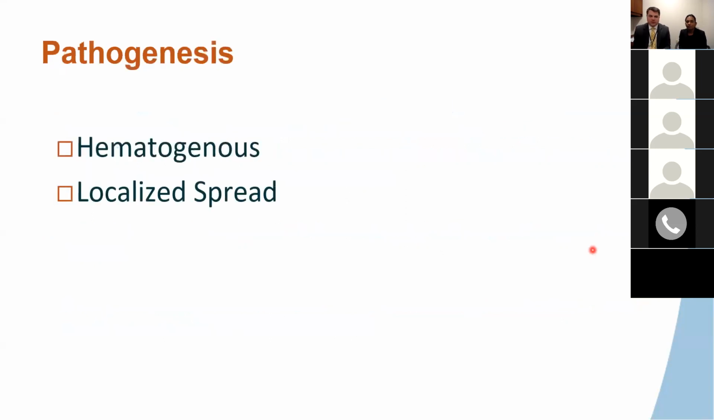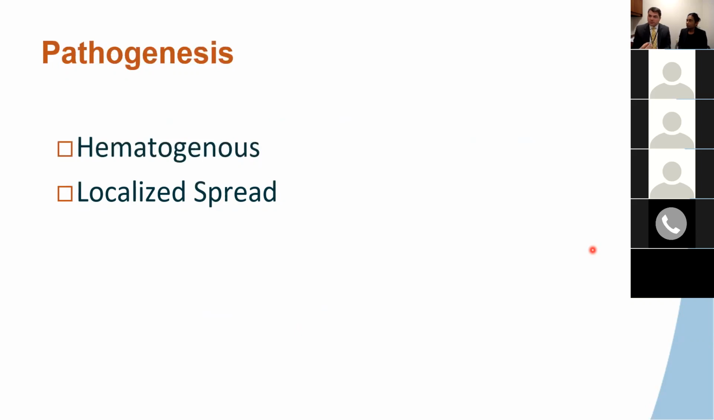So as with any infection, how do people get it? It's either hematogenous spread, which is essentially the bacteria goes through the blood and then lands there and starts growing. So it either spreads through the blood or it's localized spread. So localized spread would be like if a person has a head injury, if a person has a neurosurgery, if they have something that causes it to spread from the outside in.